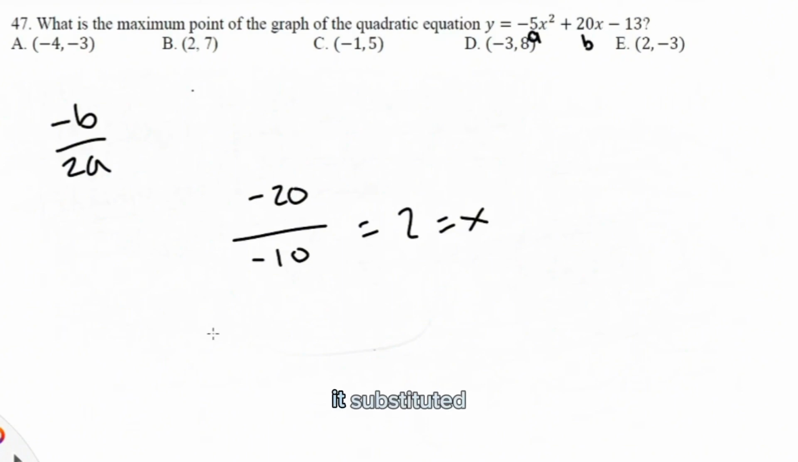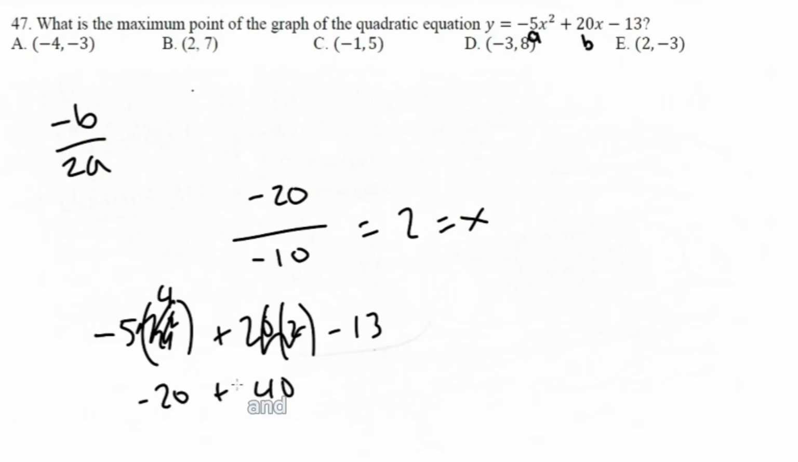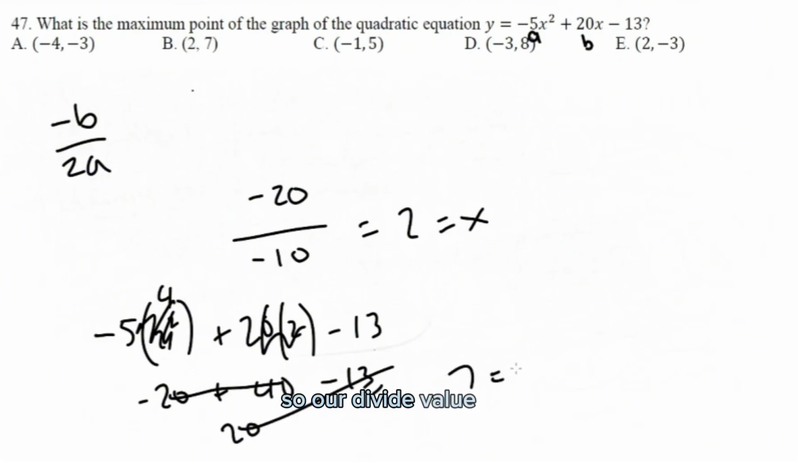Alright, now when substituting the value of 2 in for x, the new equation becomes negative 5 times 2 squared plus 20 times 2 minus 13. Alright, 2 squared is 4. 4 times negative 5 is negative 20. And then 20 times 2 is just 40. And then you subtract 13. Alright, negative 20 plus 40 is just 20. And 20 minus 13 is just 7. So our y value is 7. Now we know what our x and y is, which means the coordinate is just 2, 7, and that's your answer.